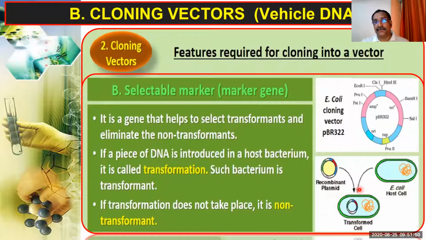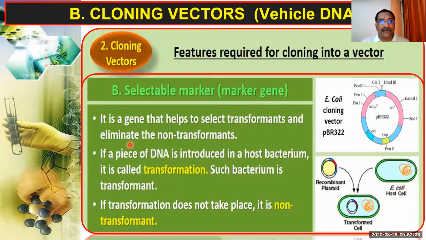If the bacterium rejects it, it is called a non-transformant, non-transformed. If the bacterium accepts it, as you see, this is inserted into this E. coli bacterium, and this bacterium accepted the plasmid. That means the bacterium could change itself by accepting this foreign gene. So this kind of bacterium or cell, we can say, is a transformed cell. And this marker gene will help you find this transformed cell from the non-transformed one.